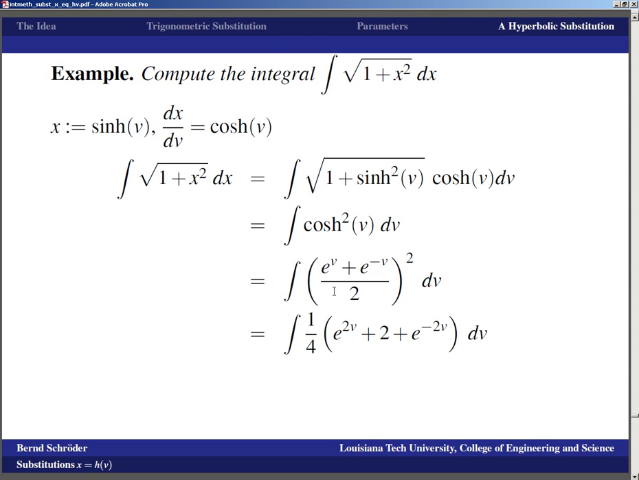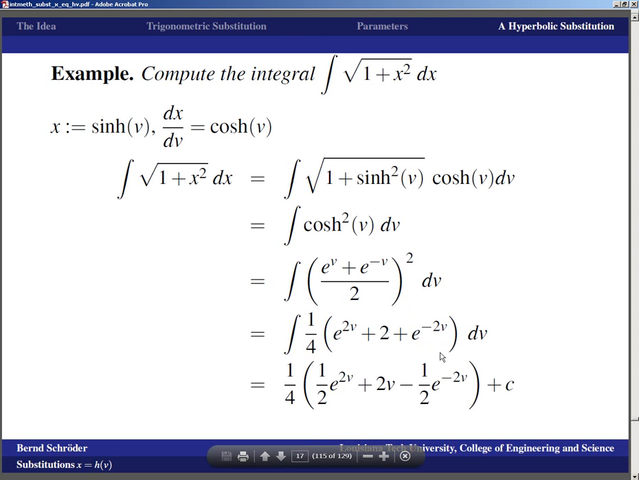So the 1/2 squared is a 1/4, e to the v squared is e to the 2v, plus 2e to the v times e to the minus v. Well, that's 2e to the 0th, which is 2, plus e to the negative v squared, which is e to the negative 2v. And if we integrate that, well, we keep the 1/4. The antiderivative of e to the 2v is 1/2 e to the 2v. Notice again how we basically, at an almost subconscious level, are doing a u substitution here, right? This, technically speaking, whoops, I'm just not marking right here.